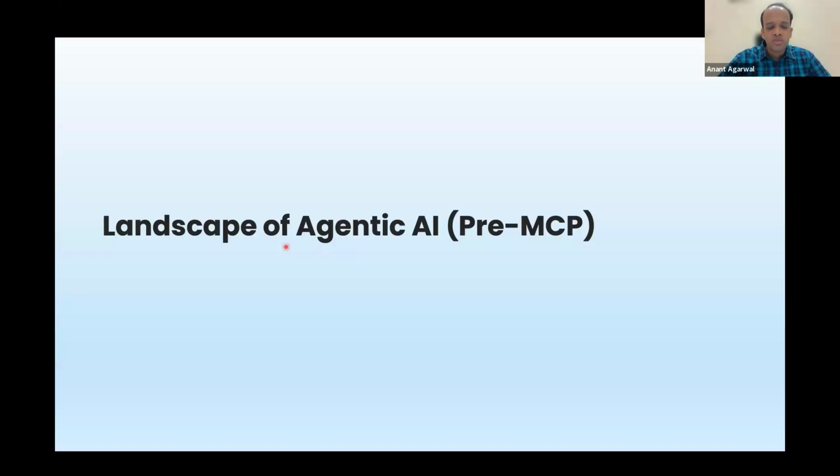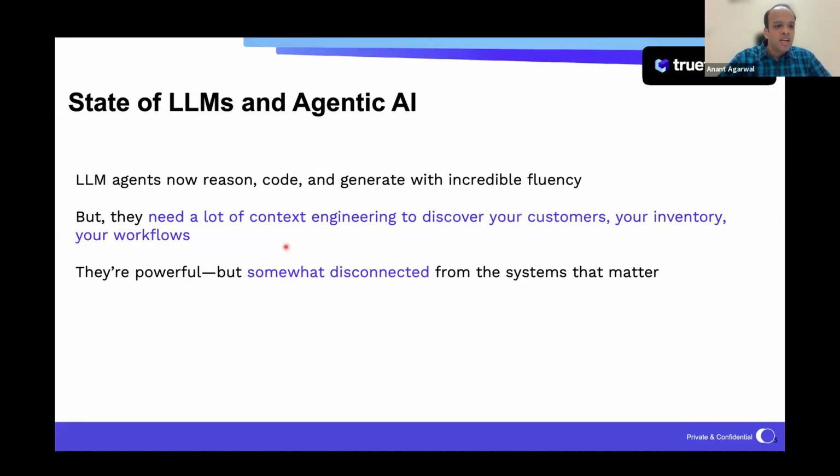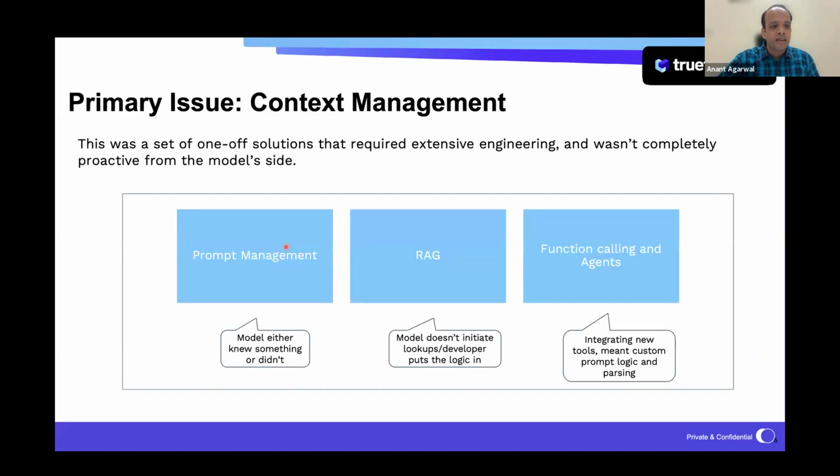So what used to be the landscape of agentic AI pre-MCP? LLM agents can reason, code, and generate with a lot of fluency. But the bottleneck is they need a lot of context engineering to discover the data in the organization, be it customer data, inventory data, workflow data. So LLM agents are powerful, but this context engineering is somewhat disconnected from the systems, in the sense that there is no dynamic discovery that occurs for your data that is residing in different places in the organization. So how do we enable that?